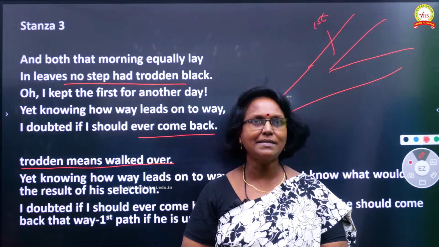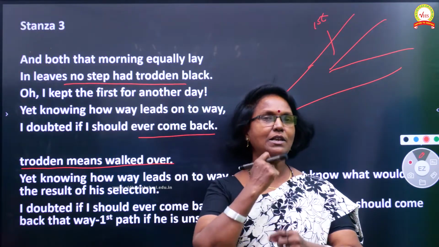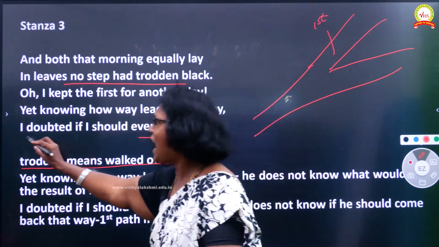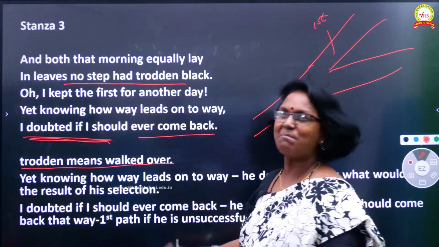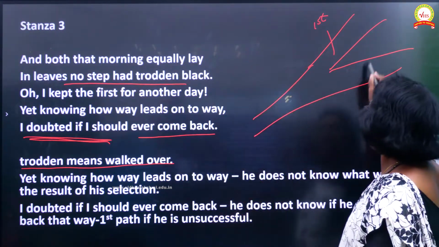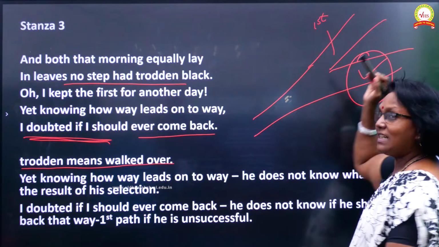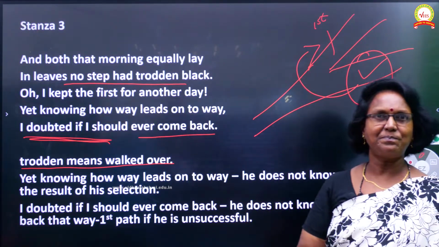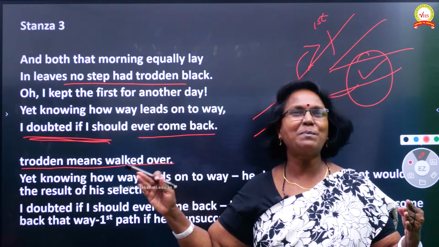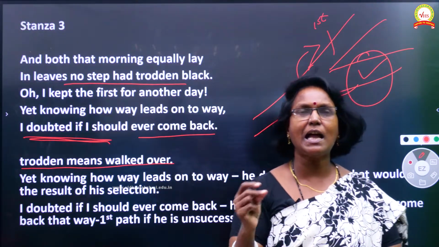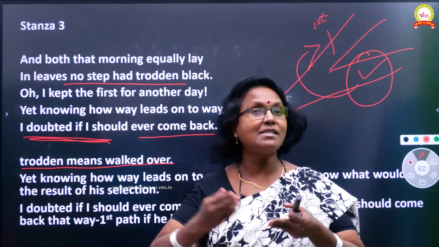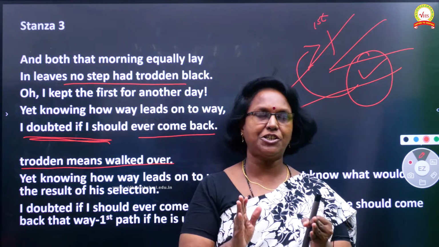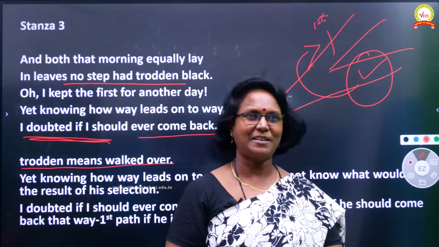And later what happens? Can they come back to that particular career that they are interested in? It's a doubt. And that's the reason he's telling, I doubted if I should ever come back. That means after he has chosen the second path, in case he is unsuccessful, can he come back to the first one? It might take a long period of time. It's not something which can happen in a few months. It takes years for us to understand whether we fit in a particular profession, in a particular career.